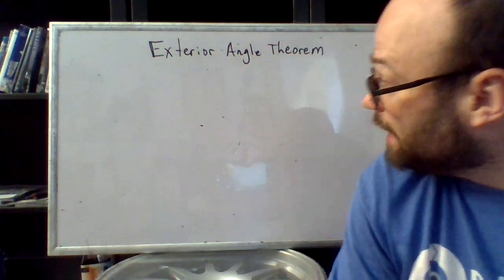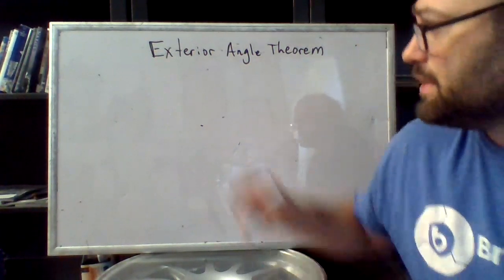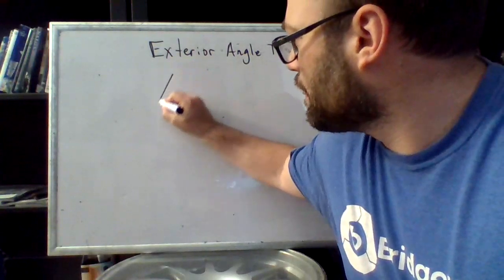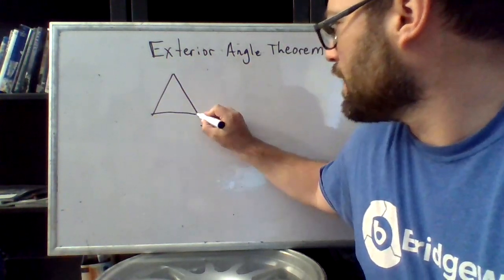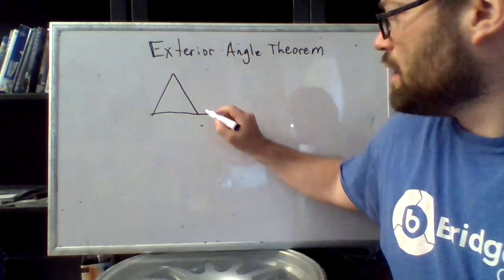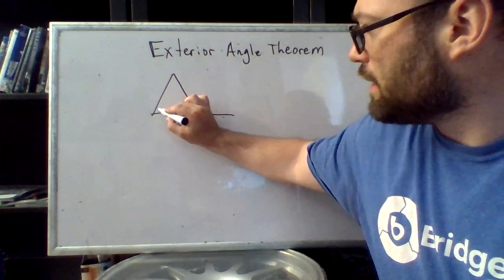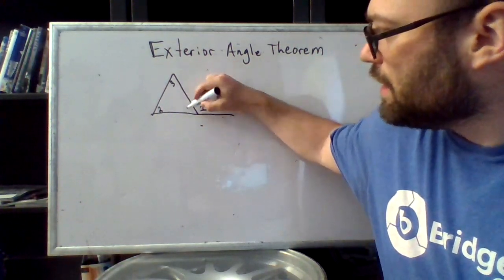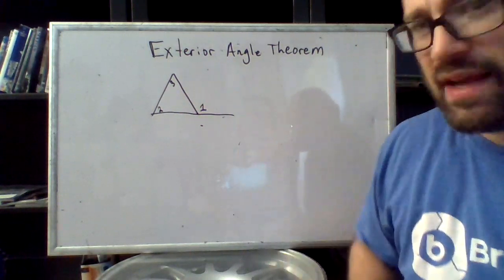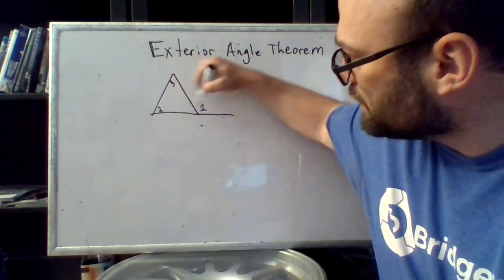So the exterior angle theorem states: if we have a triangle and let's say we extend it out, we're going to say this is angle one, angle two, angle three. We're not going to do anything with angle four right now. That's angle three, that's angle two, that's angle one.